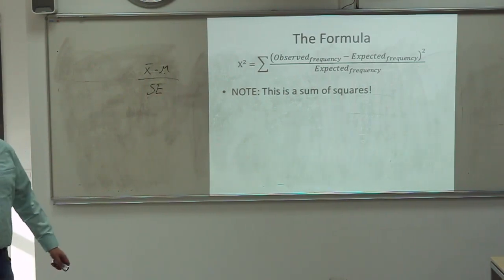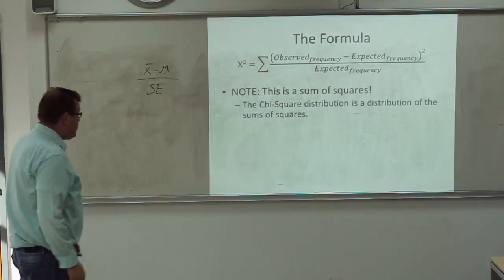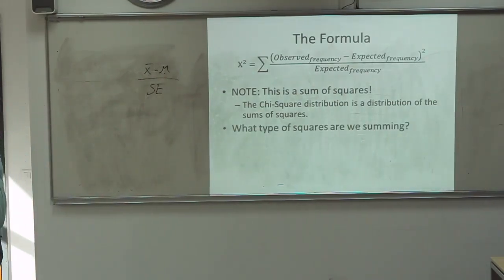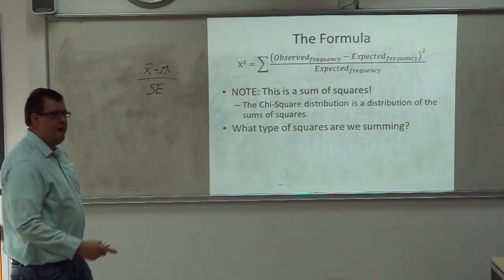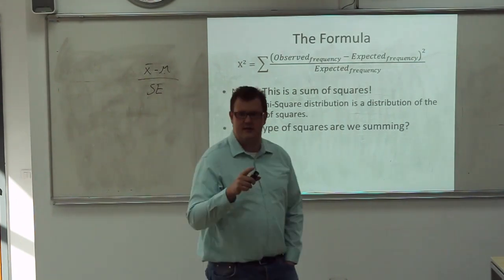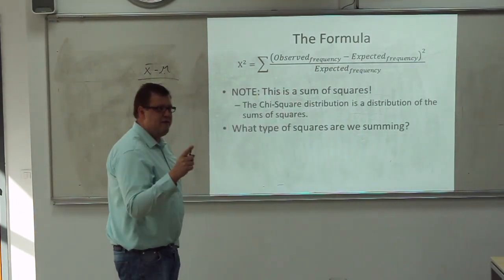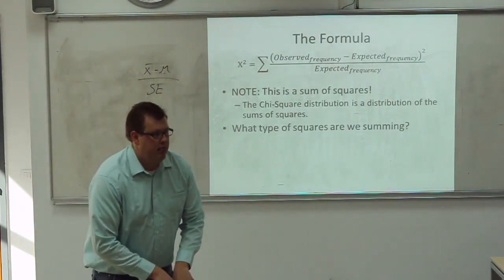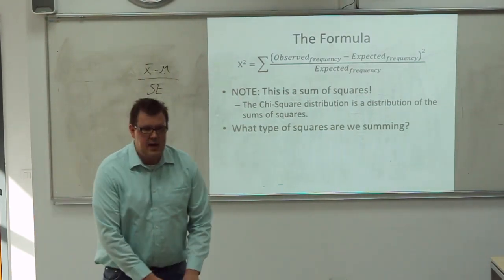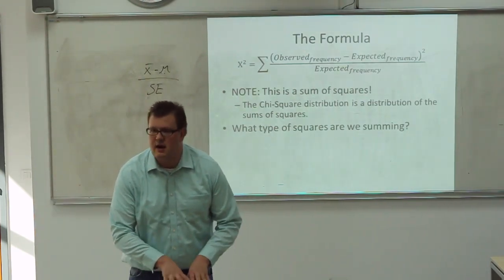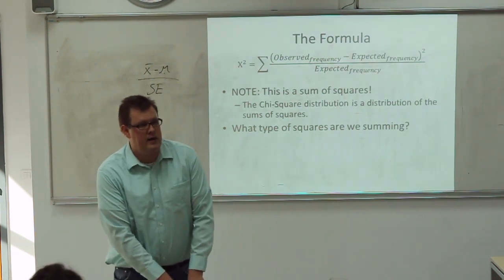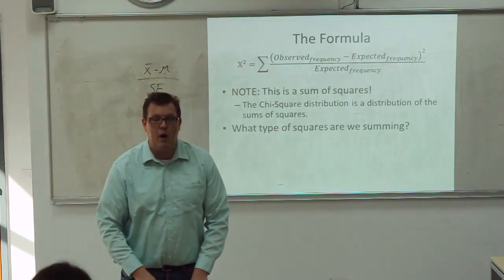So this is a sum of squares. The chi-square distribution is a distribution of sums of squares. So what types of squares are we summing? Variance? It's something very close to variance. With variance, we had something like each value minus the mean, right? When we talked about the mean, I said that the mean is our best guess about what the value should be. It's our best estimate.